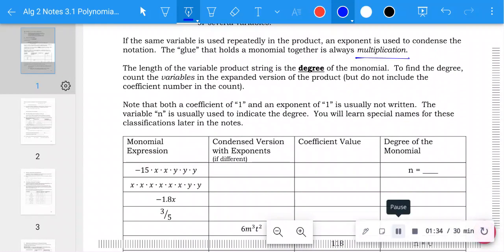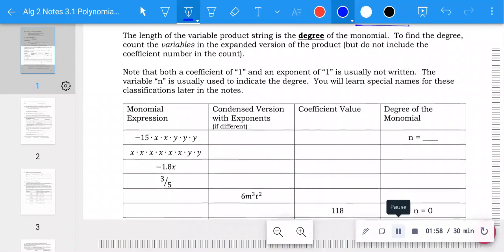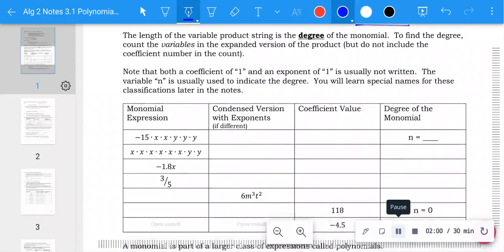Okay, the length of the variable string, so if you have three variables, x, y, and z, all multiplied together, that length is called the degree. So three variables multiplied together, they can be different, like the example I just gave, x, y, and z, or they can be the same, x times x times x. That's called the degree, and it's degree 3 when there's three of them. An example of degree 4 would be x times x times x times x.